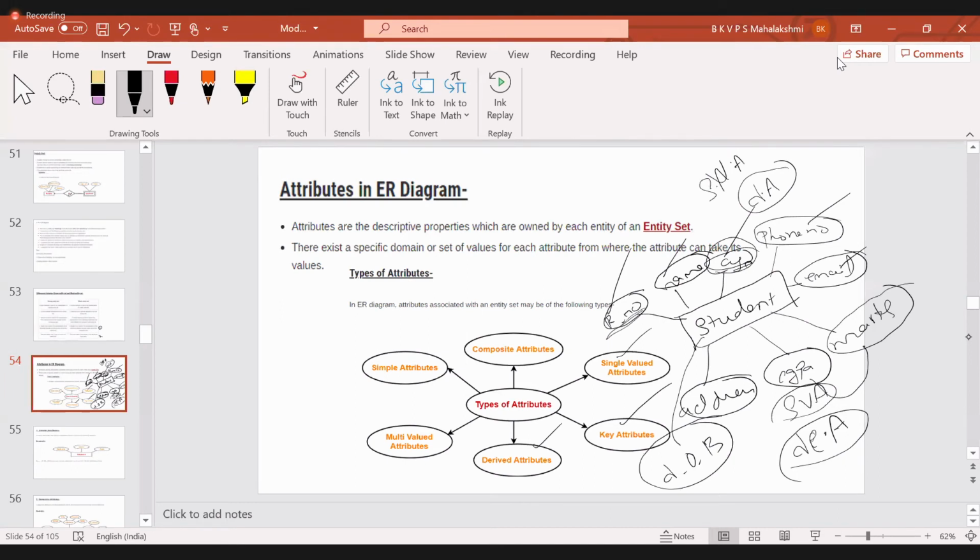Okay, multi-valued. Among the roll number, name, age, phone number, email, marks, CGPA, address, what is the multi-valued attribute? Multi-valued means the attribute which is having multiple values. So what are the attributes that have multiple values?